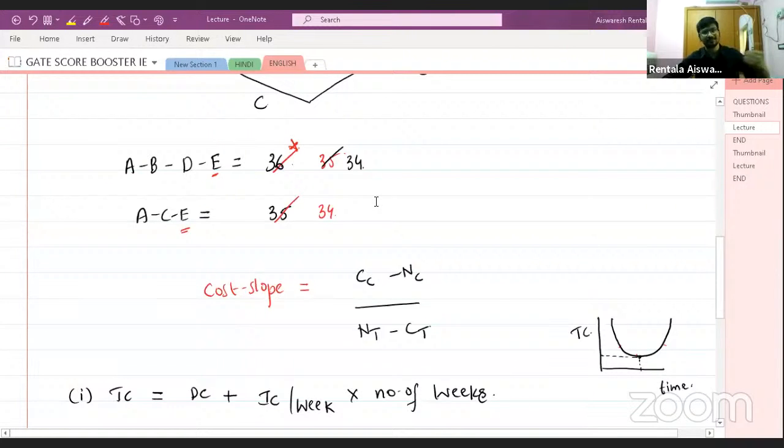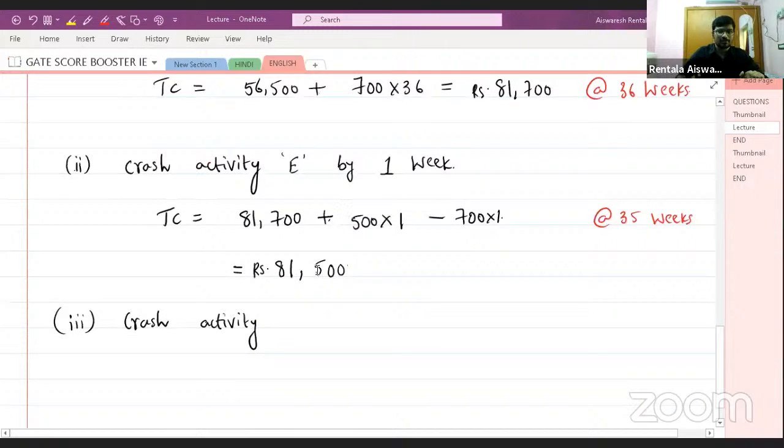So if you want to perform the next step, and you are having two critical paths, then you have to choose a combination of activities for crashing in the next step. So crashing activity B by 1 week. Now look at the screen carefully at how I am calculating total cost.